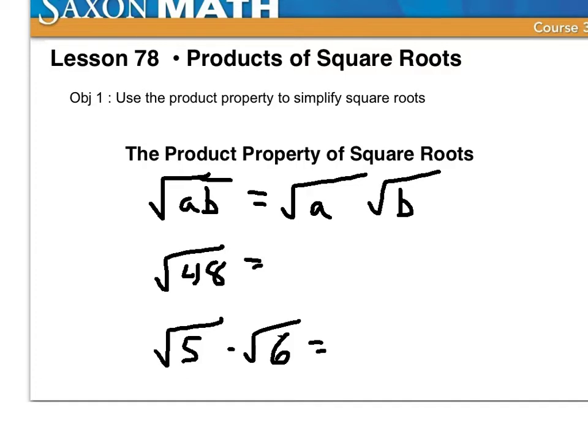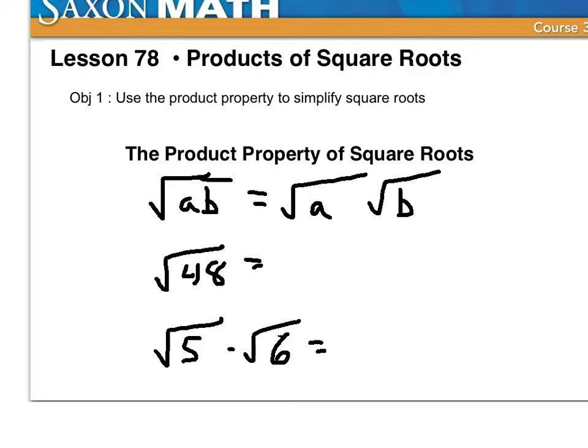Alright, this is just a quick reminder about the product property of square roots. All that means is that I can take factors underneath a square root, so numbers I can multiply together, and break them apart. So the square root of a times b is the same as the square root of a times the square root of b. And that goes the other way too. So for example, I can take factors that are broken apart like this and rewrite them under one square root.